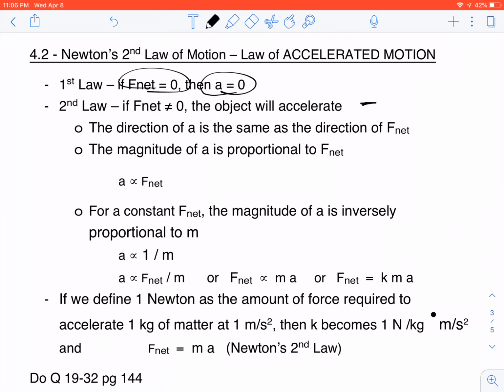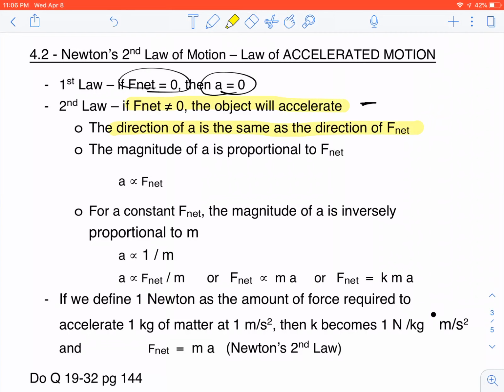Now, logically, think about kicking a ball that's on your front lawn. The direction of the acceleration of the ball will be the same as the direction of the force that's applied to the ball. So the direction of the acceleration will be the same as the direction of the net force. All of these are really fundamental to our understanding of Newton's second law.